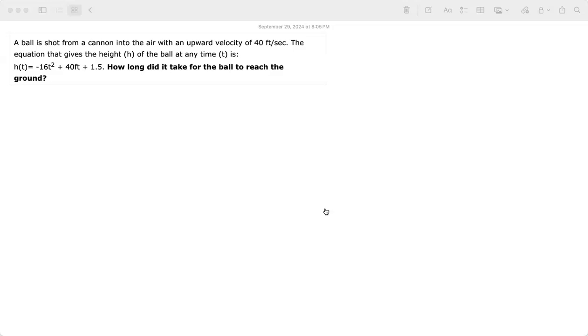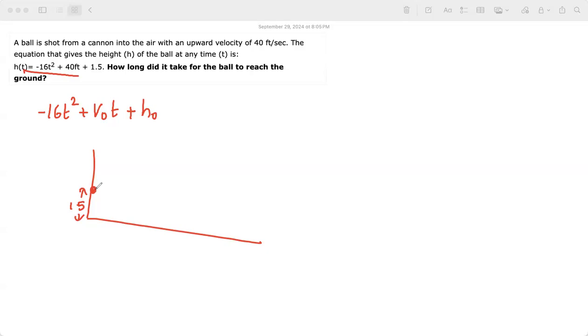That's right. Good question. When projectile motions are concerned, these equations are always minus 16t squared plus the initial velocity times t plus the initial height. So when you draw the graph, this will be 1.5. So the ball, the cannon, started at 1.5 feet from the ground. Make sense? That was your question, right, Arya? Yeah. Okay.